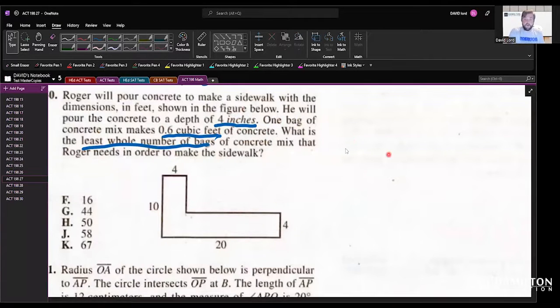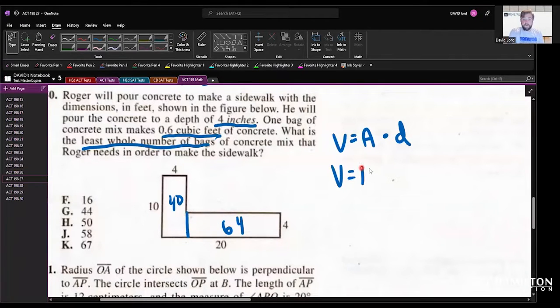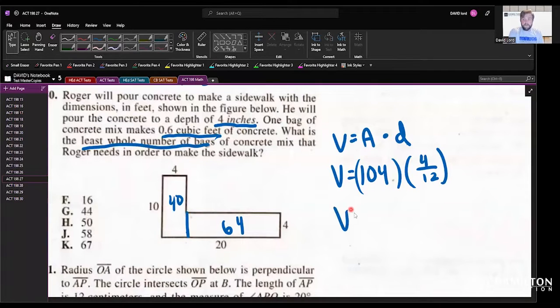So in order to get the volume here, I need to find the area of the base, and I'm going to times it by the depth. Looking at this, I'm going to break it up into 2 rectangles. So this is going to be an area of 40, and then this is going to be an area of 64. So the base area is going to be 104, but then we have to times it by the depth in terms of feet. So it's going to be 4 inches divided by 12 to get into feet. So my volume is going to be 104 over 3.